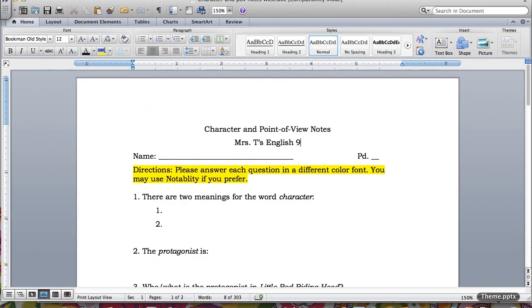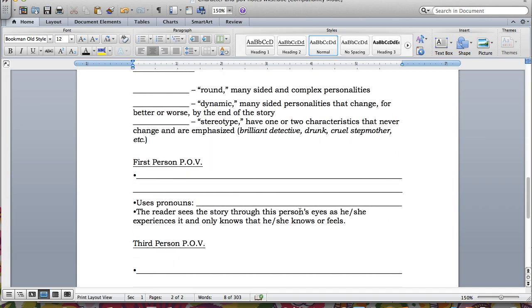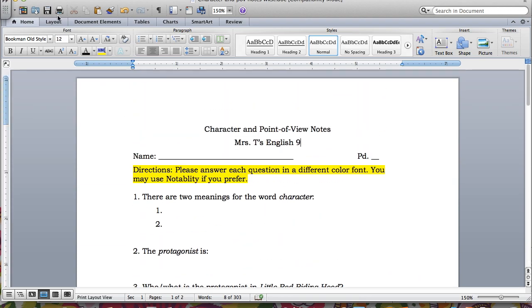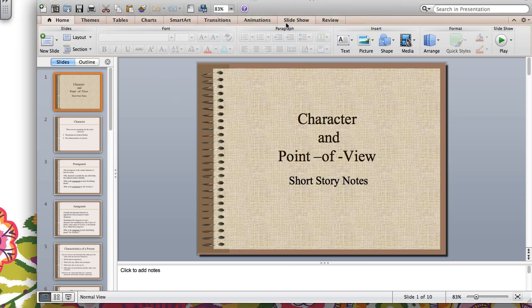Just a reminder once again that you have a worksheet that goes along with this PowerPoint. The directions ask you to use a different color font. If you would like to use Notability, you may do that. Some of these are regular questions and some of them are fill in the blank. This worksheet is due prior to entering class tomorrow. So let's go ahead and get started.